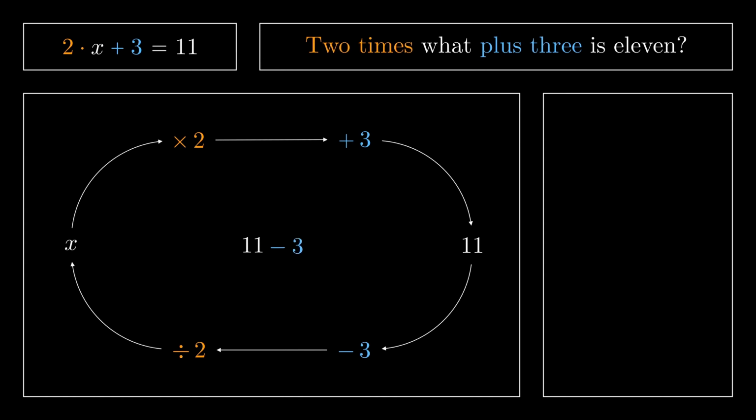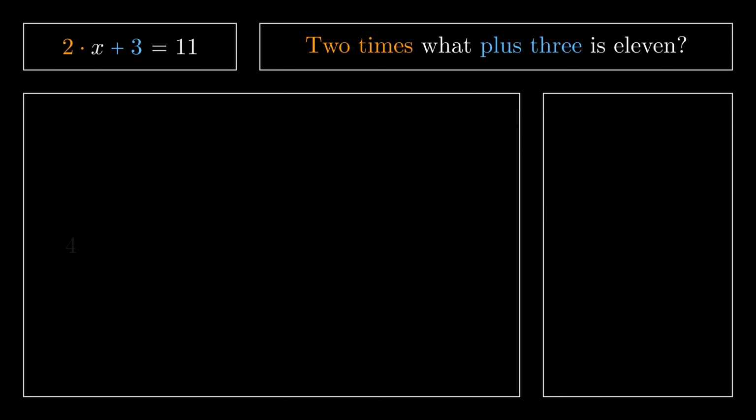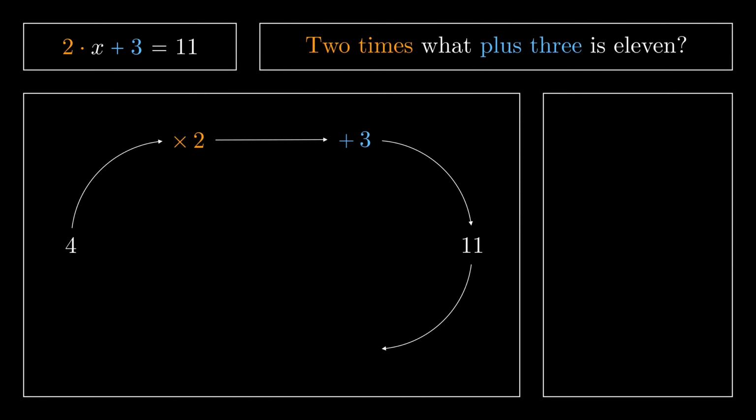11 minus 3 is 8. And 8 divided by 2 is 4. That's the answer. Let's check it. 4 times 2 is 8, plus 3 is 11. 11 minus 3 is 8, divided by 2 is 4, right?